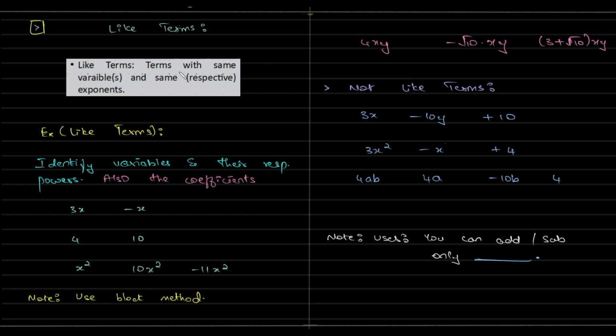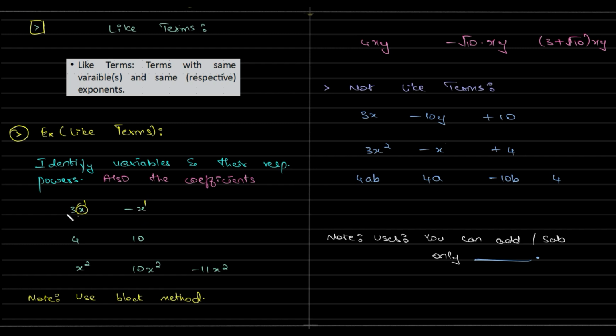Like terms are terms with the same variables and the same respective exponents. What does that mean? Let's look at a few examples. Identify the variables and their respective powers and also the coefficients. So here I have like terms. Here the variable is x and the power is 1. Both have the variable x and the power 1. Because of that reason they are like terms.